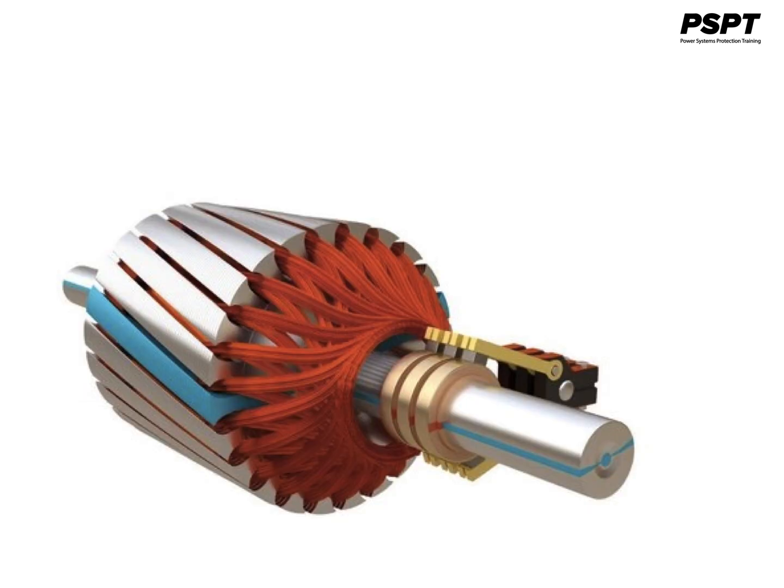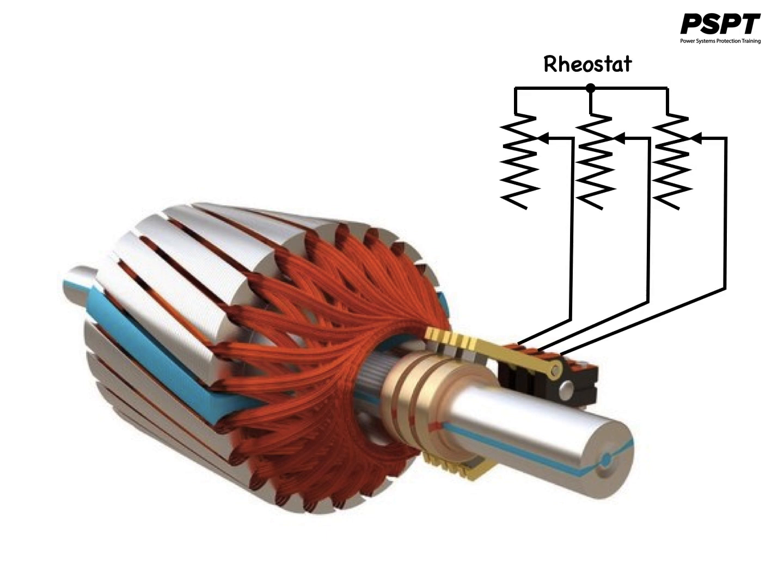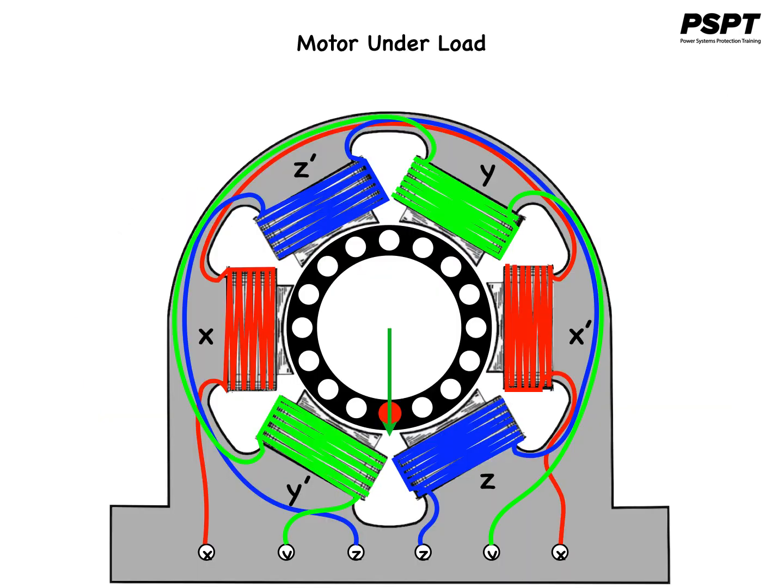In wound rotor motors, the resistance of the rotor circuit can be increased through the addition of external resistance. By inserting the proper value of external resistance, maximum starting torque can be obtained. As the motor accelerates, the external resistance is gradually cut out until the rotor circuit is short-circuited on itself for running conditions.